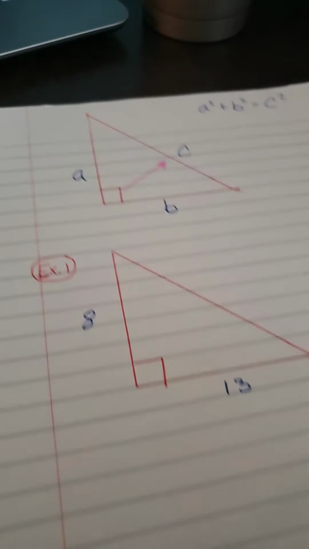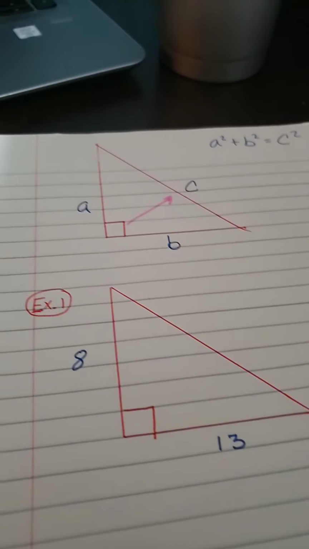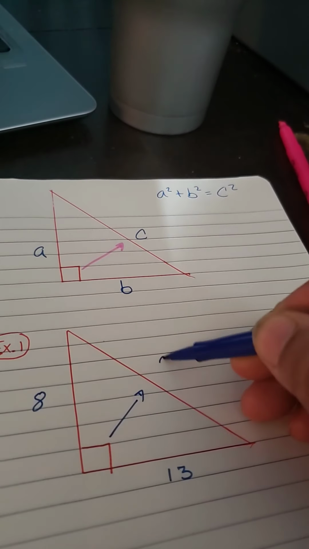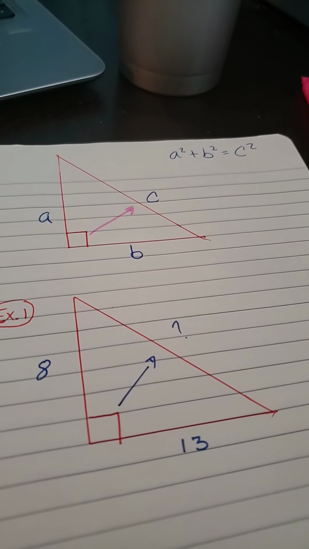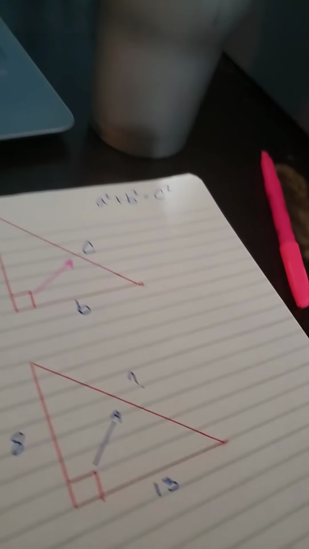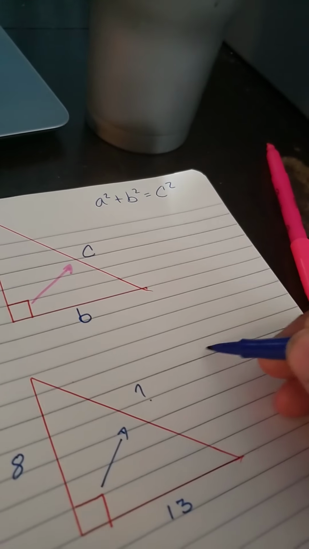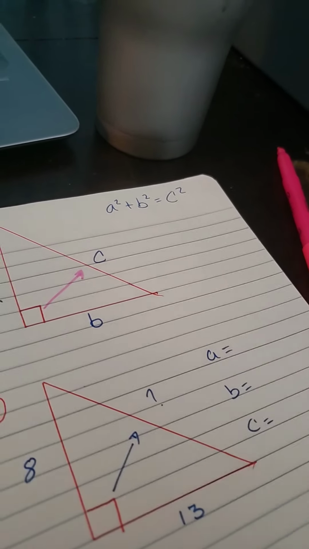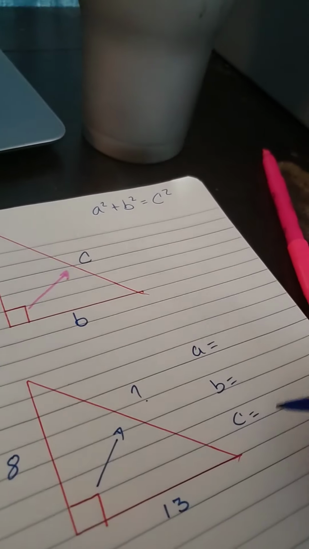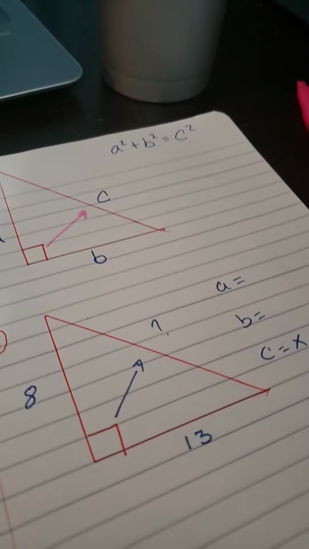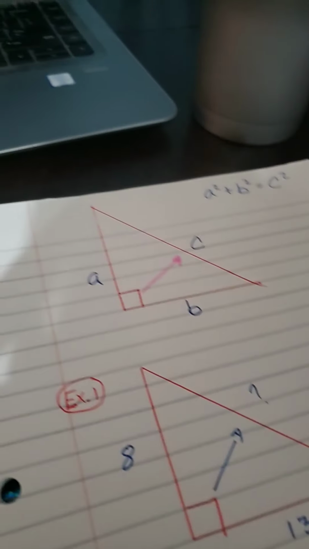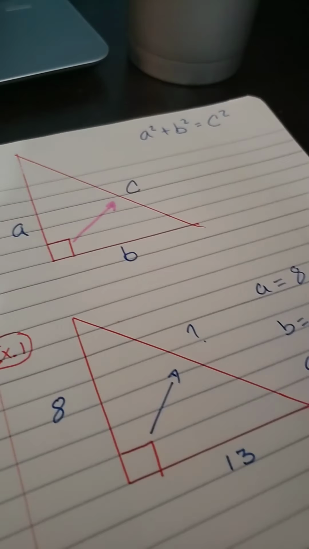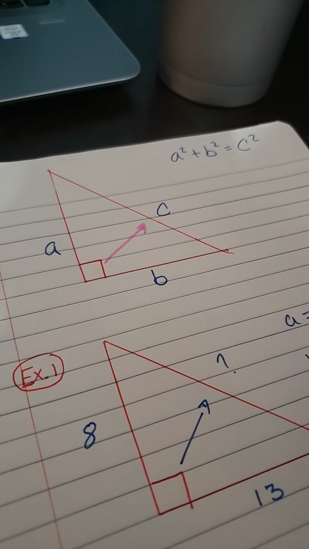Okay, so example 1. Again, the most important thing is to find out what your C is. But in this case, I don't know what C is. So we're going to start off by identifying my values. I'm going to identify your A, B, and C. So A equals, B equals, C equals. C is I don't know, so I'm going to put an X. And then A and B can be whatever you want. Let's just follow the pattern, right? Let A be 8. And then B has to be what? 13, right? There we go.